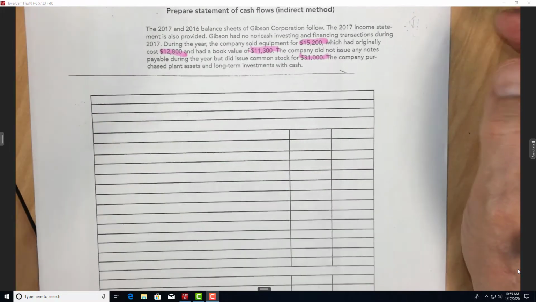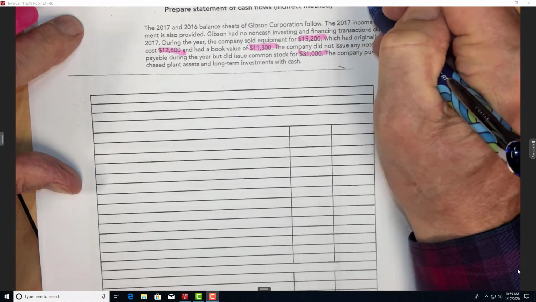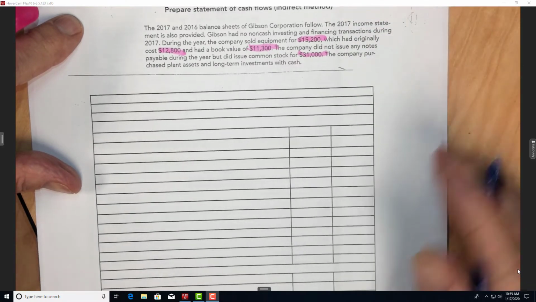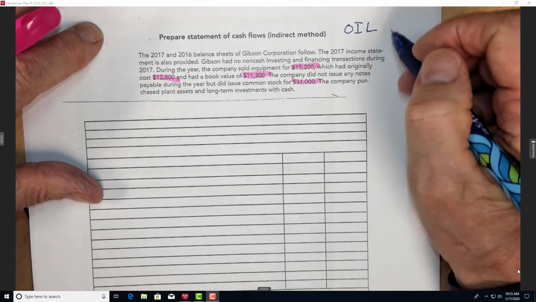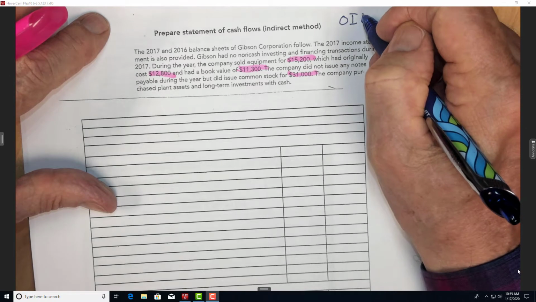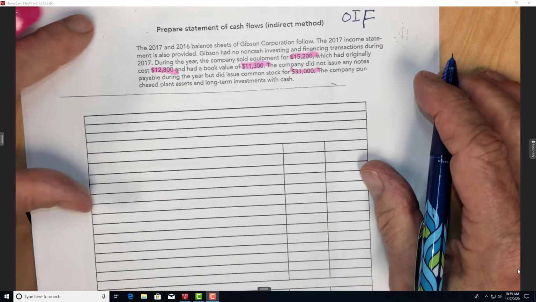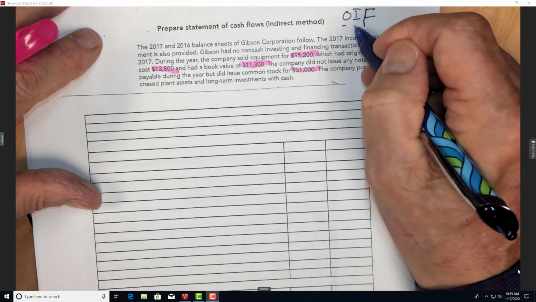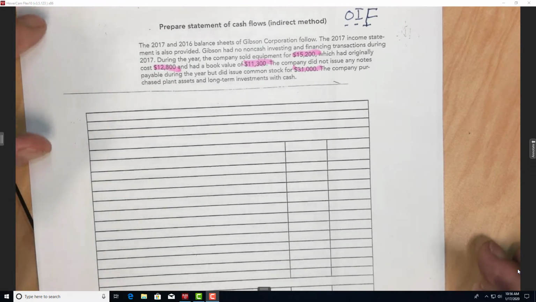Now remember the statement of cash flows. I use a mnemonic. I call it OIL. O-I-L, oil. Texas is known for oil, so I think OIL is a good mnemonic, but it's not quite oil. We have to change that L to an F. What that stands for is operating activities, investing activities, and financing activities. Those are the three activities that take place in a company, and we have to look at the cash that is flowing in and out in order to do a statement of cash flows.